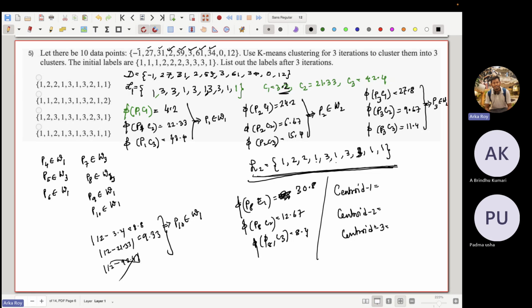So I don't know why they have given this type of question for 3 iterations. A person will take 1 day to solve this particular question. Ridiculous.